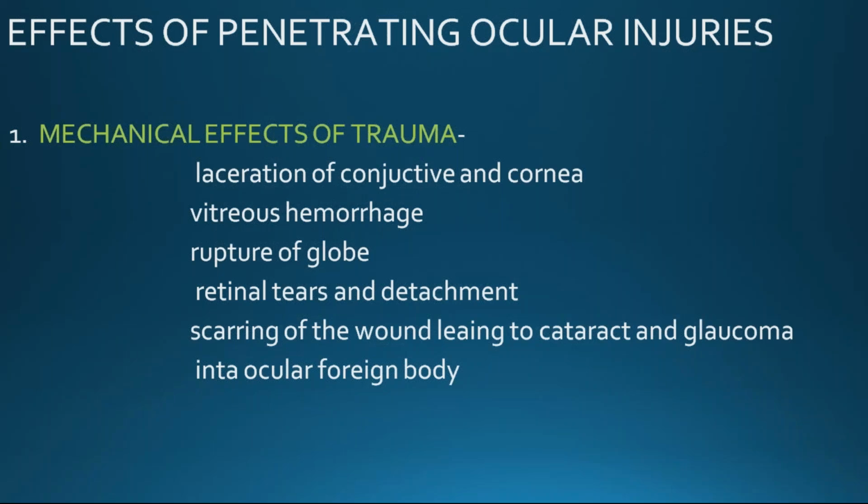Mechanical effects of trauma include laceration of the conjunctiva and cornea, vitreous hemorrhage, rupture of the globe, retinal tears and retinal detachment, scarring of the wound leading to cataract and glaucoma, and intraocular foreign bodies. Why is there glaucoma in trauma?